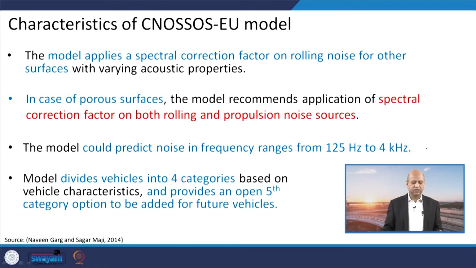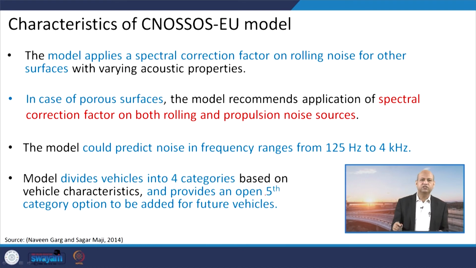Okay. And the characteristics, basically spectral correction factors, are needed for rolling noise estimations, okay, for other surfaces with varying kinds of acoustic properties, because cement road, asphalt road, those kinds of different properties are there, they will produce different kinds of noise. And in case of porous surfaces, the model recommends the application of spectral correction factor on both rolling and propulsion noise sources. So, that situation is to be kept in mind. The model could predict noise in frequency ranges from 125 hertz to 4 kilohertz, you can say 4000 hertz.